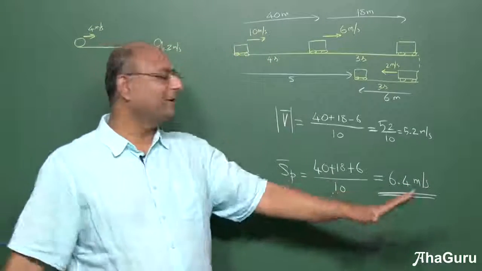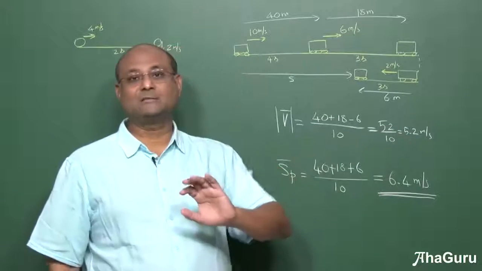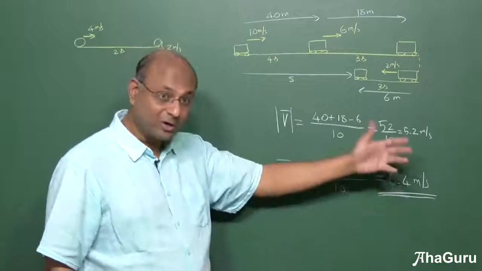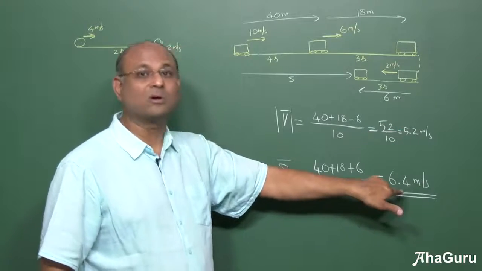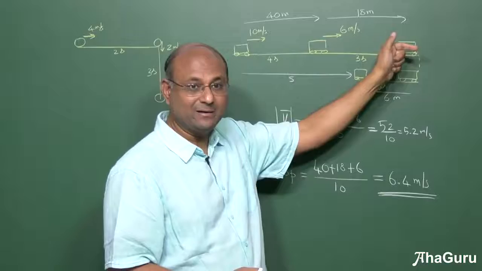In no situation will you get average speed being less than the average velocity magnitude. It may be more, 5.2, 6.4, this is more, or it may be equal. When will it be equal? If you kept going in a straight line, it will be equal.